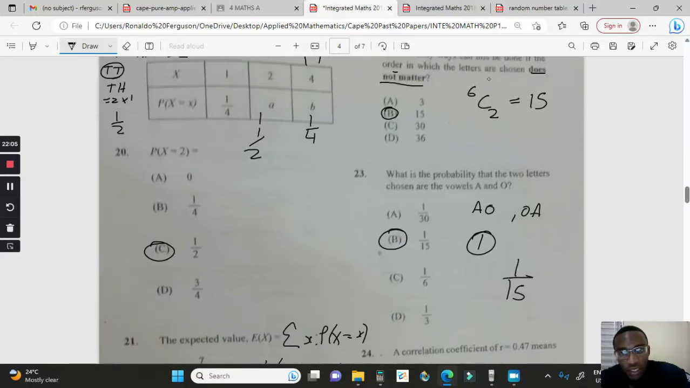If the order did matter, then we'd put 2 out of 15. But because the order does not matter, A, O and O, A is the same combination. It's 2 permutations, but 1 combination. That's why it's 1 out of 15.